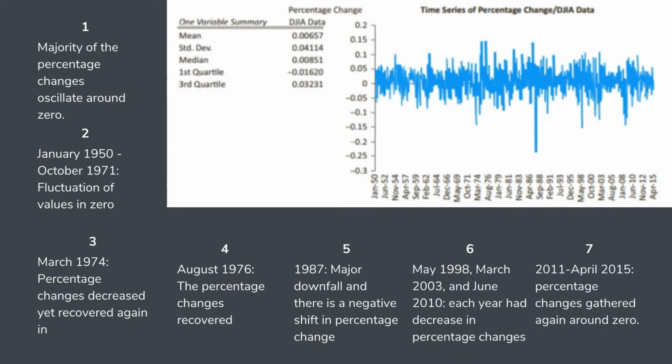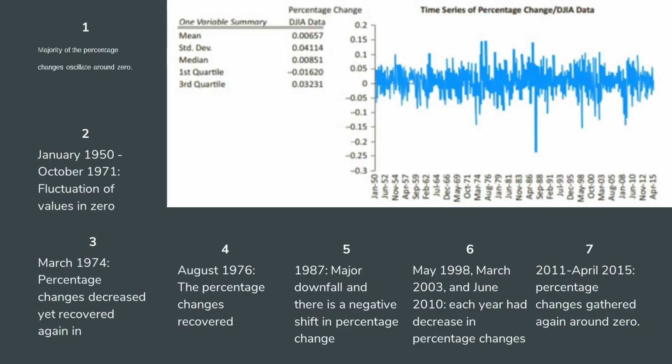Meanwhile, for the associated monthly percentage changes in the closing values of the Dow, as shown in Figure 2, the majority of the percentage changes oscillate around zero. From January 1950 to October 1971, there is a constant fluctuation of values around zero, and in March 1974, the percentage changes decreased, yet recovered again in August 1976. The percentage changes encountered a major downfall in 1987 because of the largest stock market crash, leading to a negative percentage rate. Similarly, a negative shift in percentage changes occurred in May 1998, March 2003, and June 2010, which produced losses to the Dow.